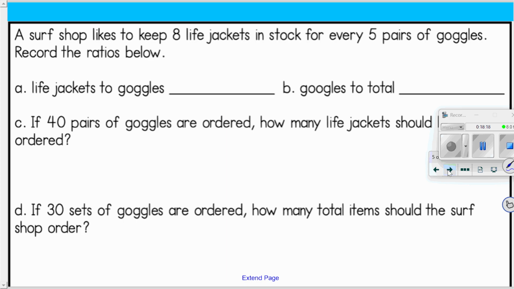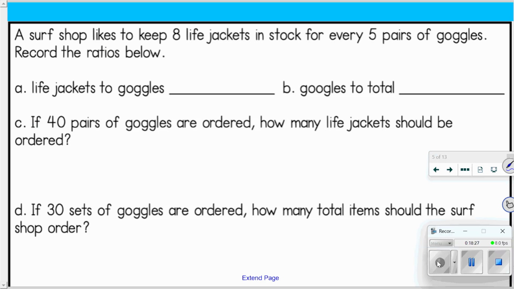Okay, now we're going to give you guys a couple chances to practice some. So there's 4 problems within here. We'll give you guys about 6 minutes to do this. Okay, on this one, a surf shop likes to keep 8 life jackets in stock for every 5 pairs of goggles. Record the ratios below. So they gave us 2 of them, life jackets to goggles. So that's going to be 8 to 5.